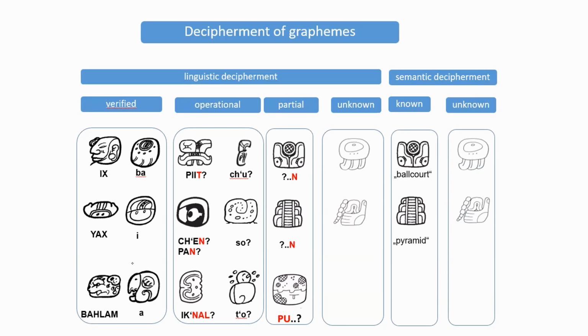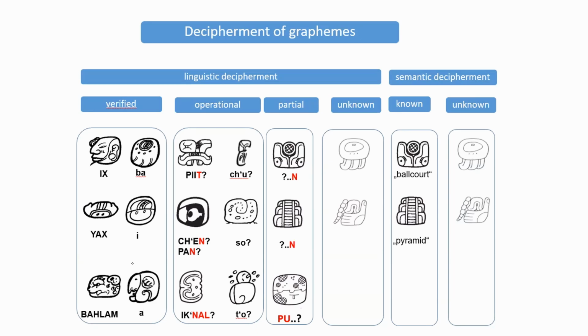And then we have only partial readings. We know that this sign is representing a ball court. The ball game was very important, and it's ending in N. And this is the pyramid, or the structure hieroglyph. It's ending in N. To this day, we don't know the word for that. The cultural vocabulary of that area has not survived.